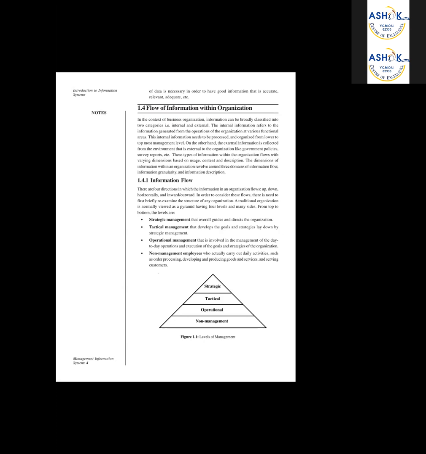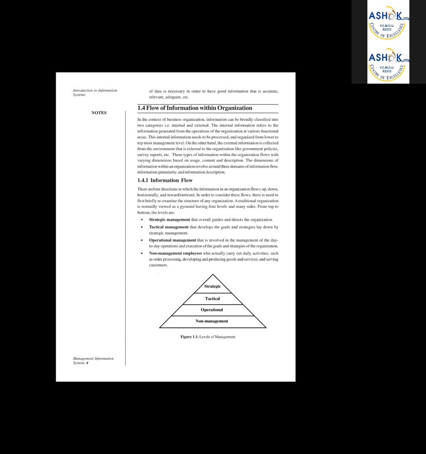First, information flow means there are four directions in which the information in an organization flows: up, down, horizontal, and inward or outward. In order to consider these flows, there is a need to first briefly re-examine the structure of any organization. A traditional organization is normally viewed as a pyramid having four levels and many sides. From top to bottom, these levels are: first one, strategic management, that overall guides and directs the organization.